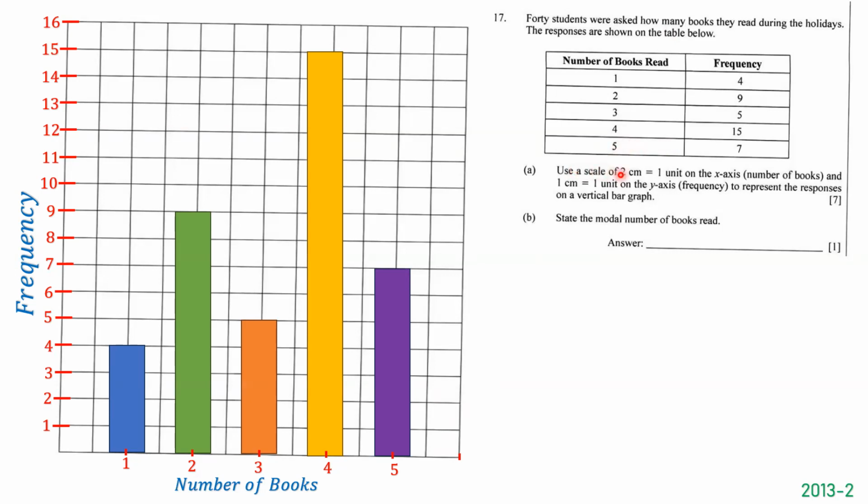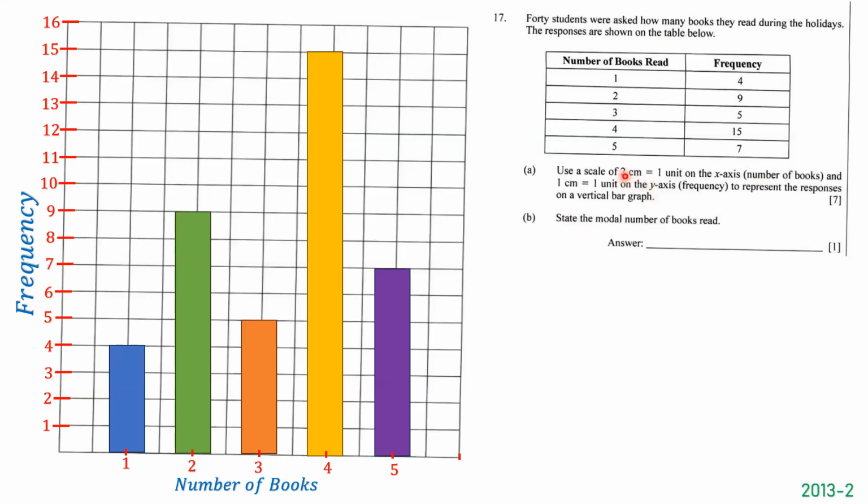It says use a scale of 2 centimeters equal 1 unit on the x-axis, that would be the number of books, and 1 centimeter equals to 1 unit on the y-axis, that would be frequency, to represent the responses on a vertical bar graph. All right, so the graph has to be vertical, that means it's going to go up and down. And then the next question is state the modal number of books read.